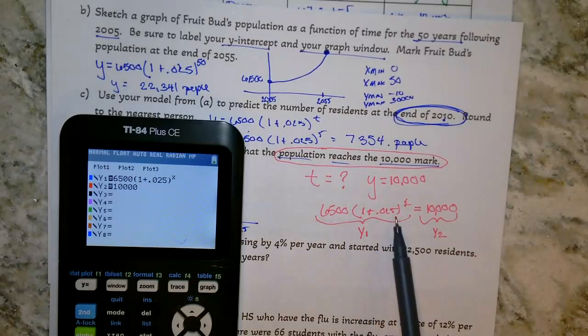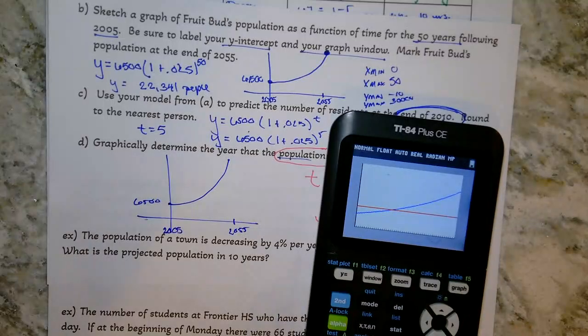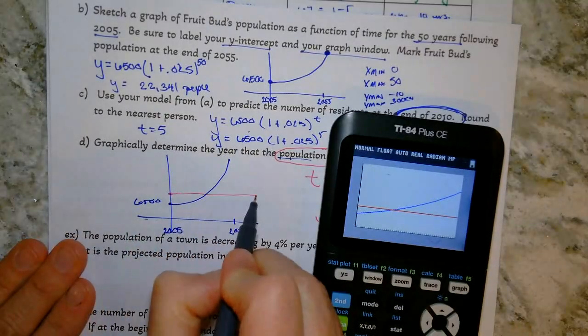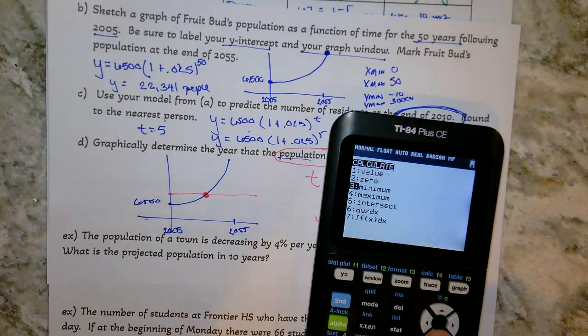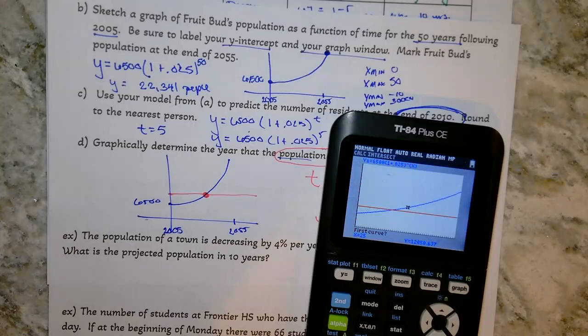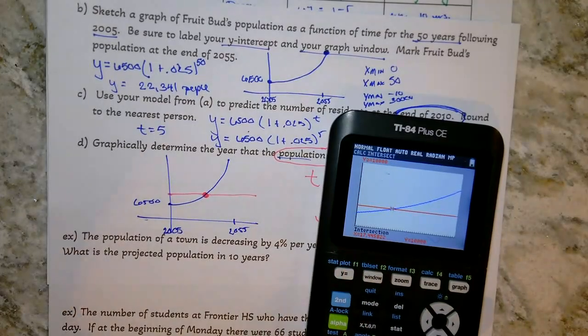So we're going to write our equation out. We're setting it equal to 10,000. One piece goes in y1, one piece goes in y2, and we're going to hit graph. And then we are going to graph this on our paper. And anytime we graph two things, we are looking to find where they intersect. And where they intersect will be our answer. So we're going to go second, trace, intersect, enter, enter, enter, and it should say intersection eventually.